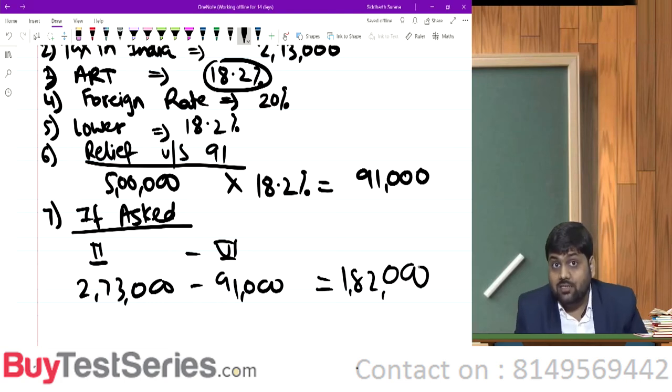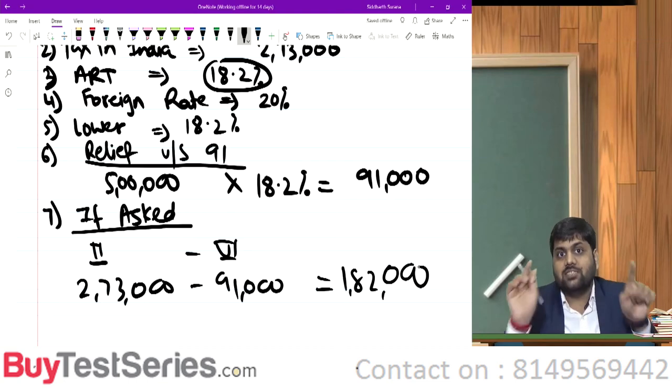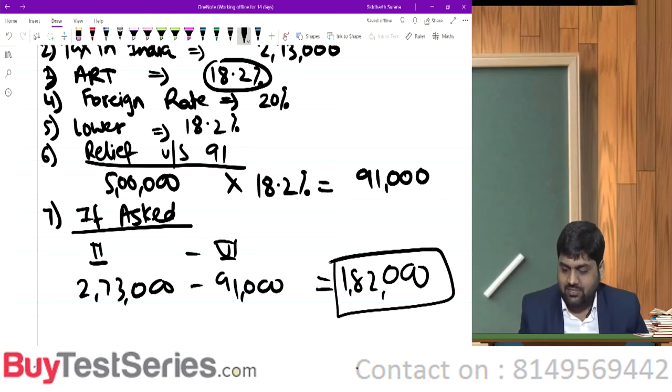1,82,000. Now listen, if I make an MCQ question, how will I make it? I will give you the same sum and I will give you options of calculating final tax. What is the final tax liability? Can I say the correct answer is 1,82,000? So this definitely has to be one of the options.